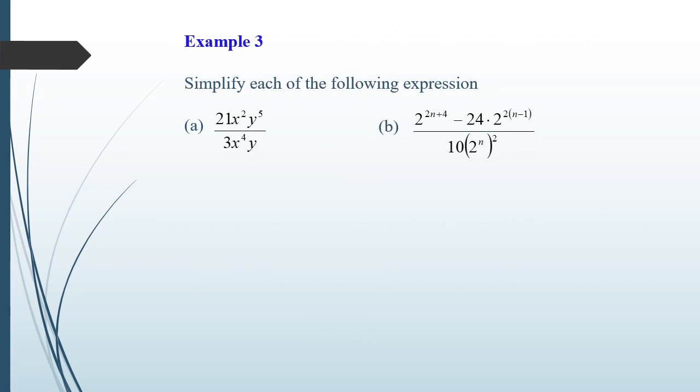So, let's do some examples. Simplify each of the following expressions. So we have 21x squared y to the power of 5 divided by 3x to the power of 4 multiplied by y. And question number B. So let's do question number A first.